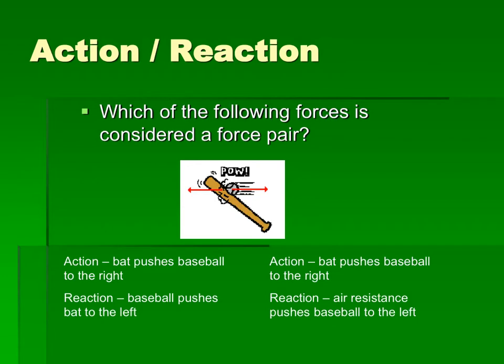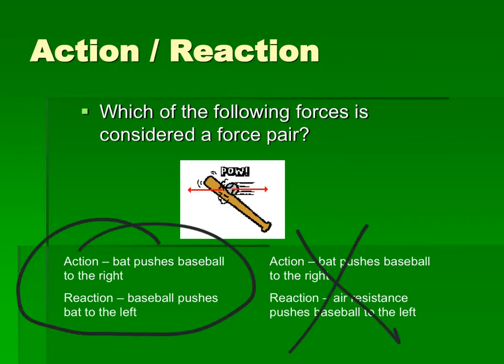Well, remembering that a force pair is going to be an action and a reaction, that means we can only have two objects. Bat, baseball, baseball, bat. Two objects, 1, 2, 1, 2. If we look at this one though, we now have bat and baseball, great. But here we suddenly bring in air resistance in baseball. So in that case, this is not going to be an action-reaction pair. This one, on the other hand, would be.